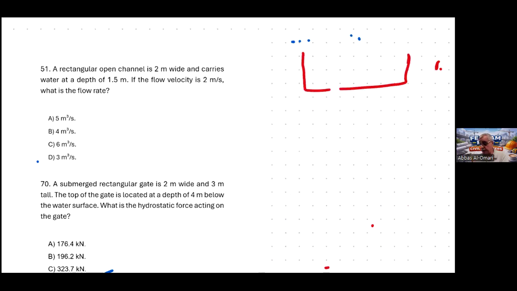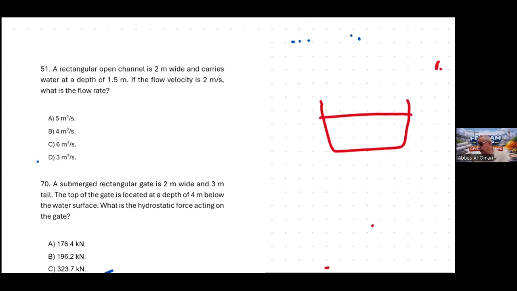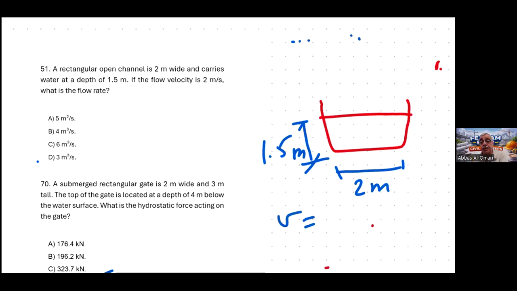This is not to scale. Okay, let me go down a little. So we have a rectangular cross section like this. The width is 2 meters, and the water depth is 1.5 meters. And we know the velocity is 2 meters per second, and we want to determine the flow.